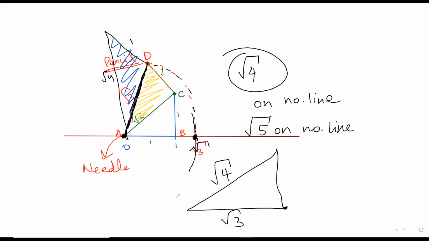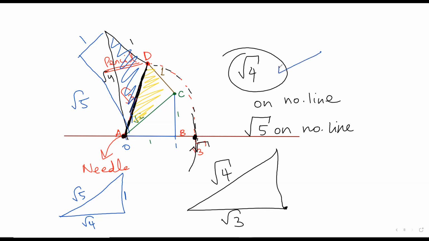Then if you want to find root 5, the hypotenuse is root 5, one base will be root 4 and the other will be 1. So this is our base, this is our 1, and now this will be our root 5. Your homework is to find root 4 and root 5 on the number line. If you can also do the same for root 6, that would be great. Okay? If there are any doubts, please feel free to ask.